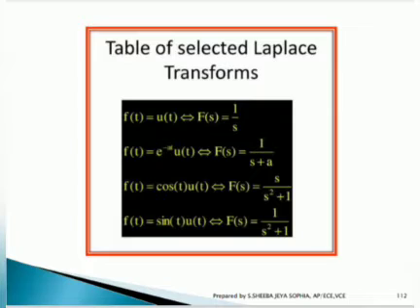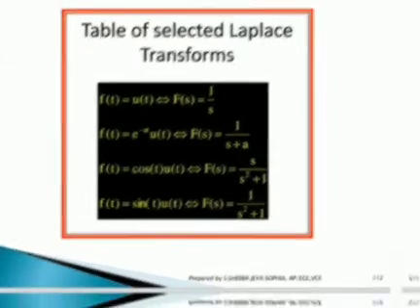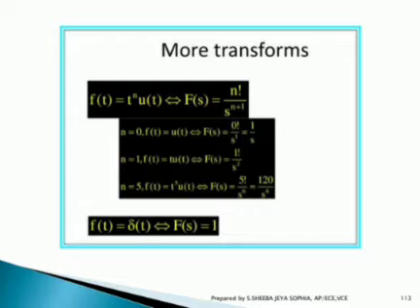You need to generally know some Laplace transform formulas. f(t) equal to u(t) means F(s) is equal to 1/s, and f(t) equal to e^(-at) u(t) means F(s) is equal to 1/(s+a). f(t) equal to cos(t) u(t) means F(s) is equal to s/(s²+1), and f(t) equal to sin(t) u(t) means F(s) is equal to 1/(s²+1). All these are calculated using the Laplace transform formula only.